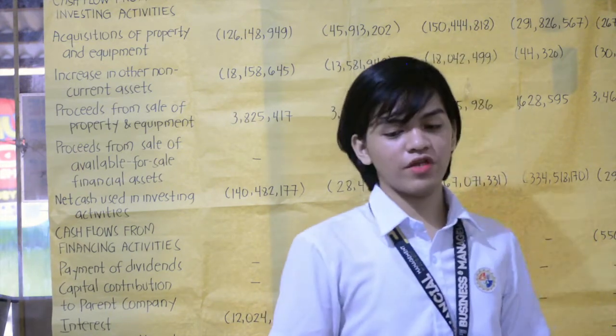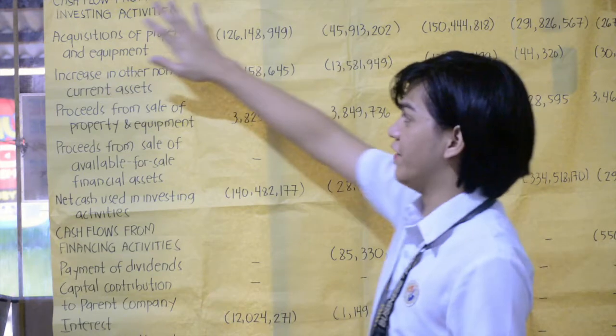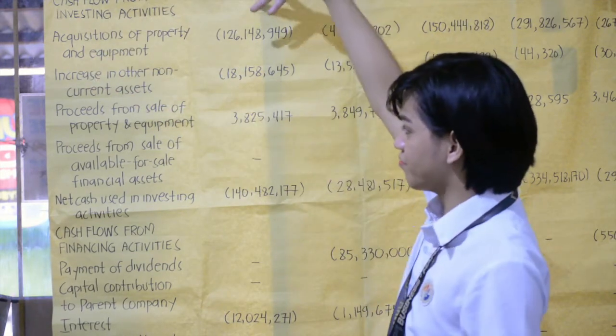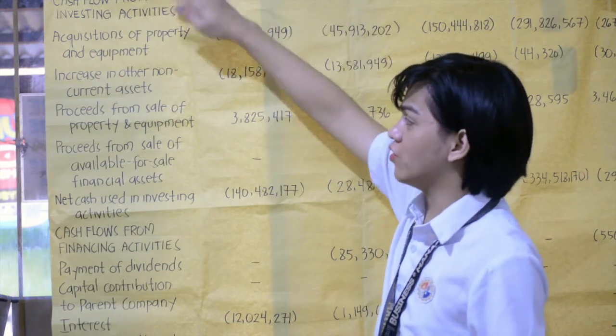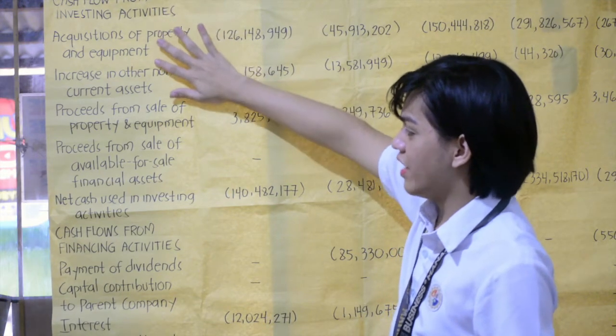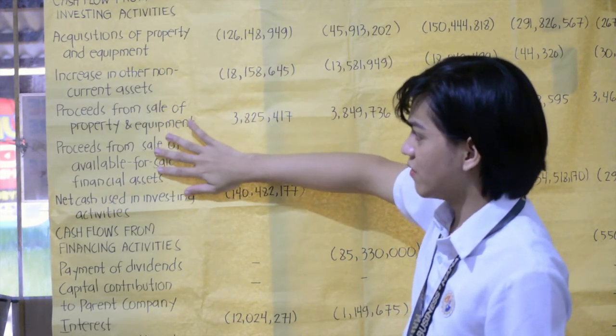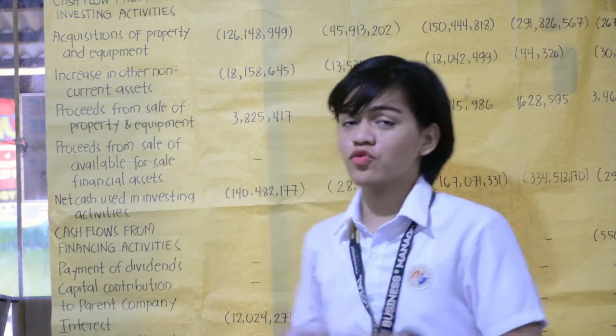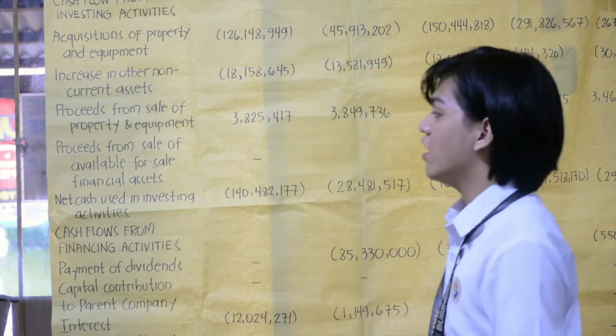So the next element of the statement of cash flow is the investing activities. Investing activities is any cash flow from acquisition and disposal of long-term assets and other investments included in the cash equivalents. So in the investing activities, we need to break down all the account titles like this, and we need to total all of this to get the net cash used in investing activities.